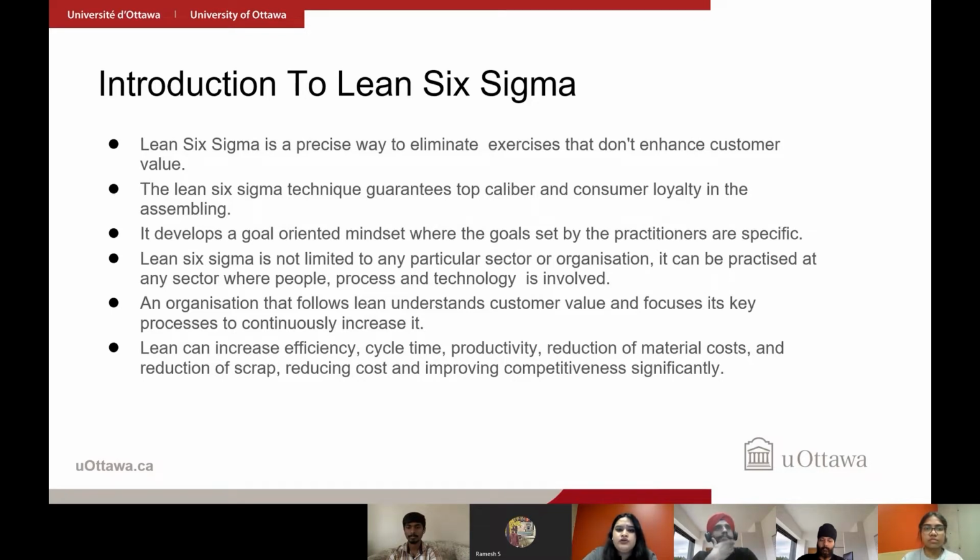An organization that follows Lean understands customer value and focuses its key processes to continuously increase it. The ultimate goal is minimizing resources. If a process has not been Lean multiple times, it contains some waste. Lean can increase efficiency, cycle time, productivity, reduction of material cost. Next is Riddhi, and she will be discussing the key learning points from the field project.